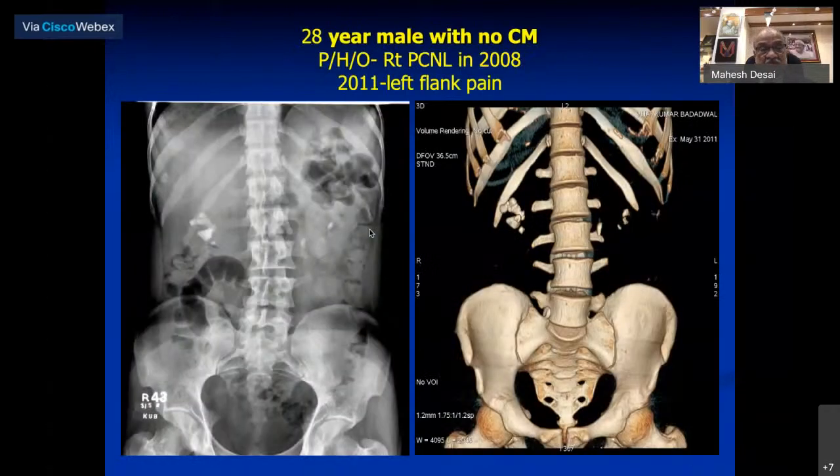This is another 28-year-old male with a history of right PCNL in 2008. In 2011, he had a bilateral stone.